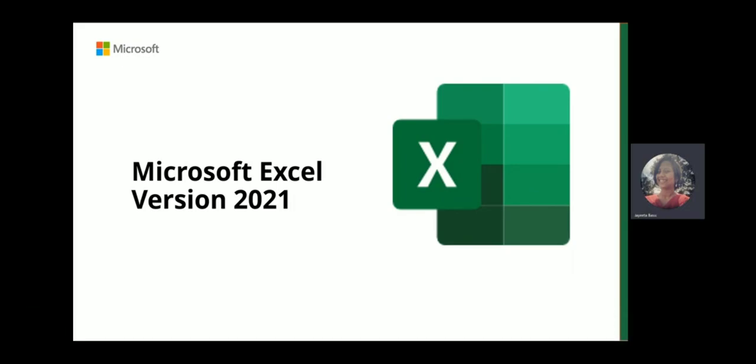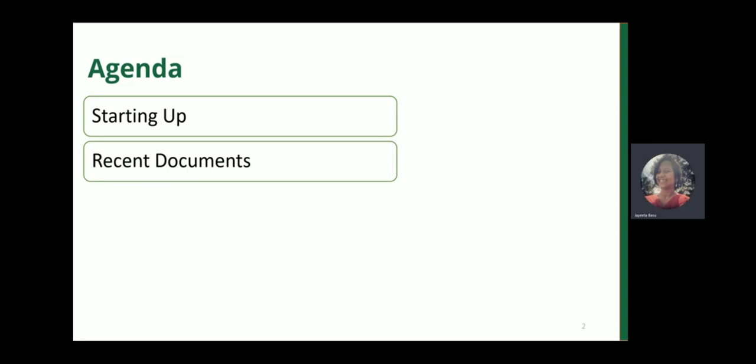In the first session, we learned about what Microsoft Excel is and why it is important for all of us to learn it. Now, we will talk about how to start a document in Microsoft Excel, which is known as a workbook, and what recent documents are and how to access them. So let's begin our session for today. We will be starting with starting up and then recent documents.